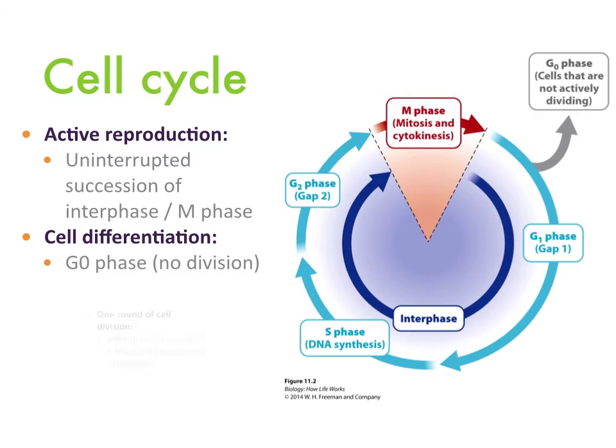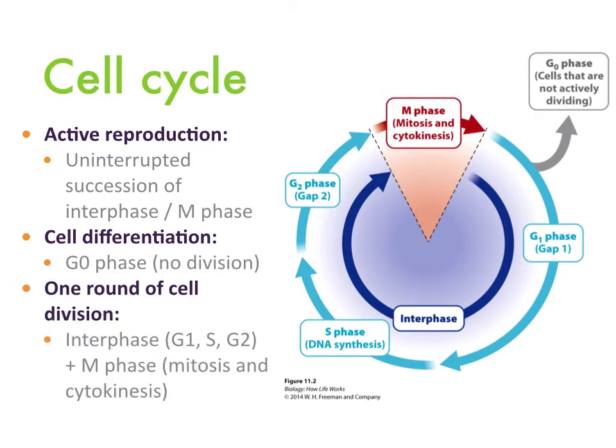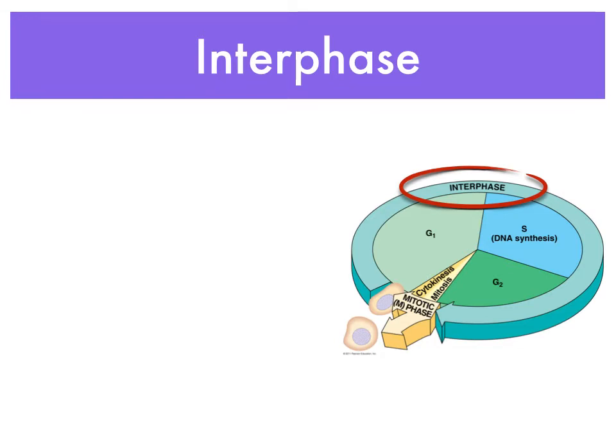Now, when cells are dividing, you have to remember that one round of cell division will always be made of one interphase, which includes a G1, S, and G2 phase, and the M phase that includes mitosis and cytokinesis. So we will review these two parts, interphase and M phase, successively. So first have a look at the interphase. Interphase is itself divided in three steps, and the three steps are called G1, S, and G2.